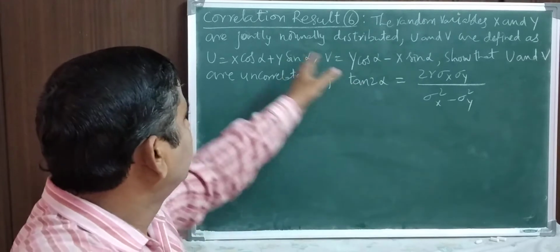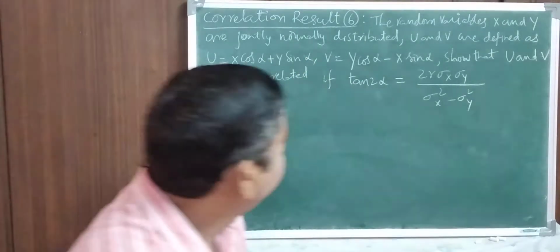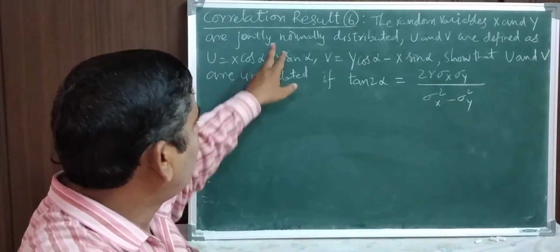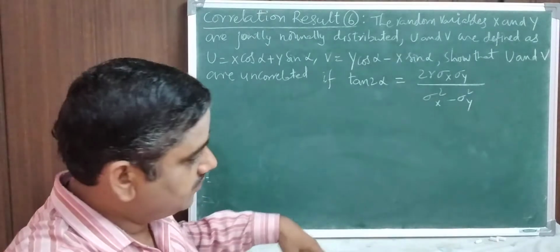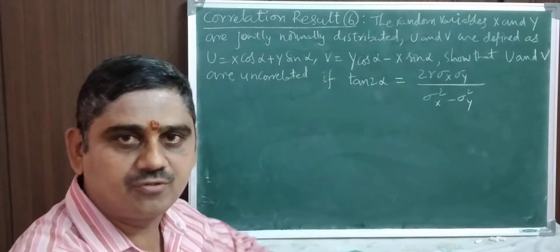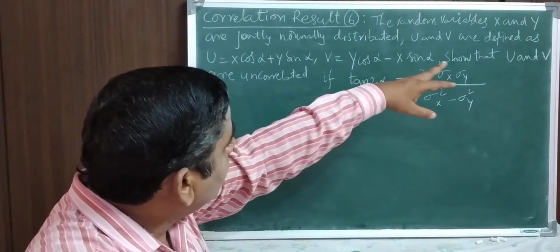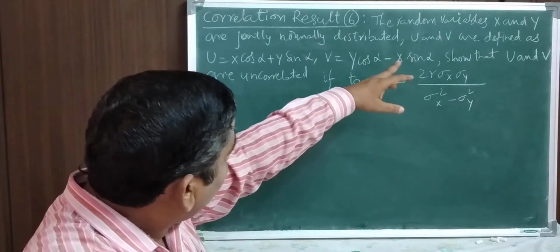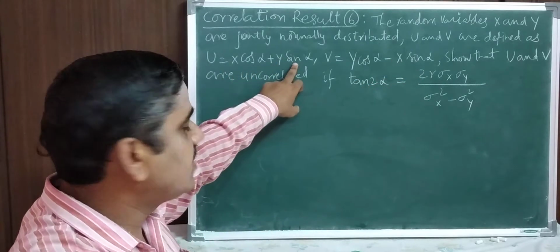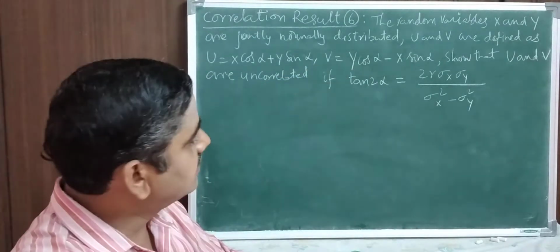In this class we discuss one of the results of correlation. What is the result? The random variables x and y are jointly normally distributed, which means both are normally distributed following the same normal distribution. And if u and v are defined as u is equal to x cos alpha plus y sin alpha and v is equal to y cos alpha minus x sin alpha.